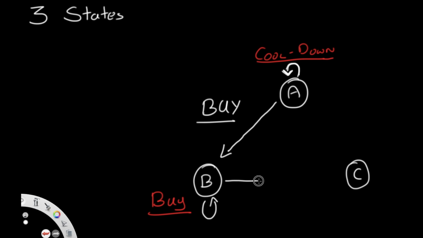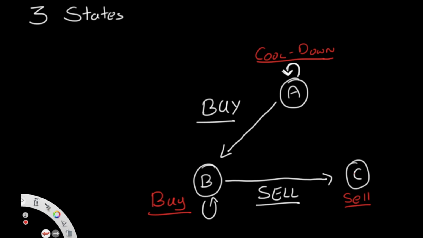Now, we can sell that stock. So let's say we sell this stock, and now we're going to go to state C. I'm going to call state C our sell state. What happens in this state is we have sold our stock. So the stock that we had in state B is now sold, so we do not have it anymore. And we made our profit with it, profit or loss, whatever it may be.